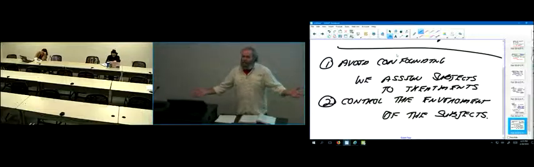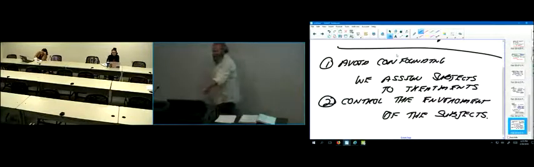See, the environment's a lurking variable too. You know, if this group is treated different than this group, right, that's a lurking variable. So if that group does better, what was it? Was it the actual treatment or was it the lurking variable? We don't know. So we control everything else.